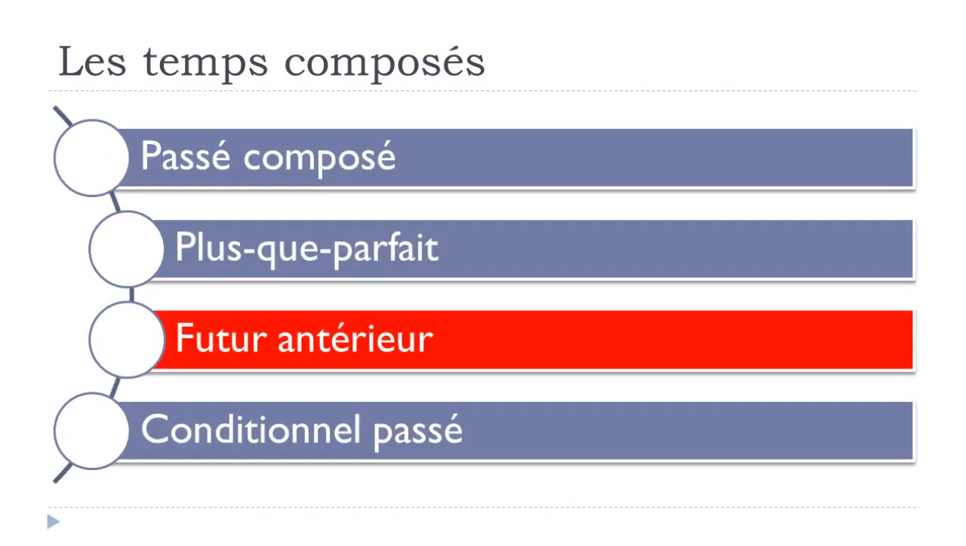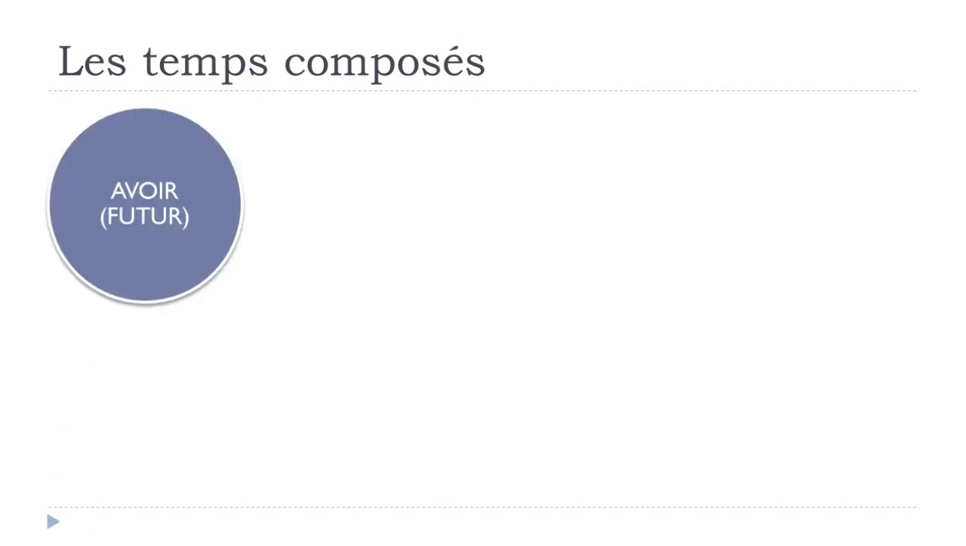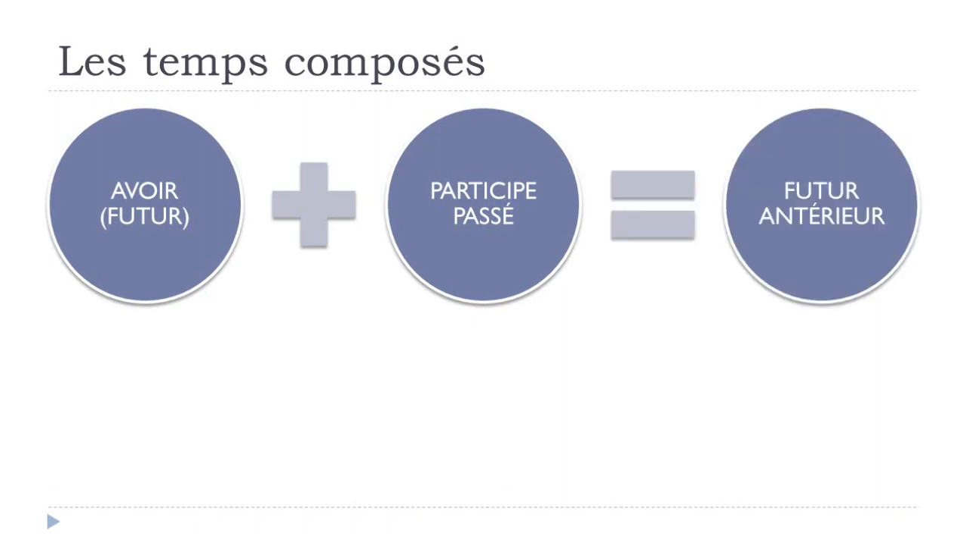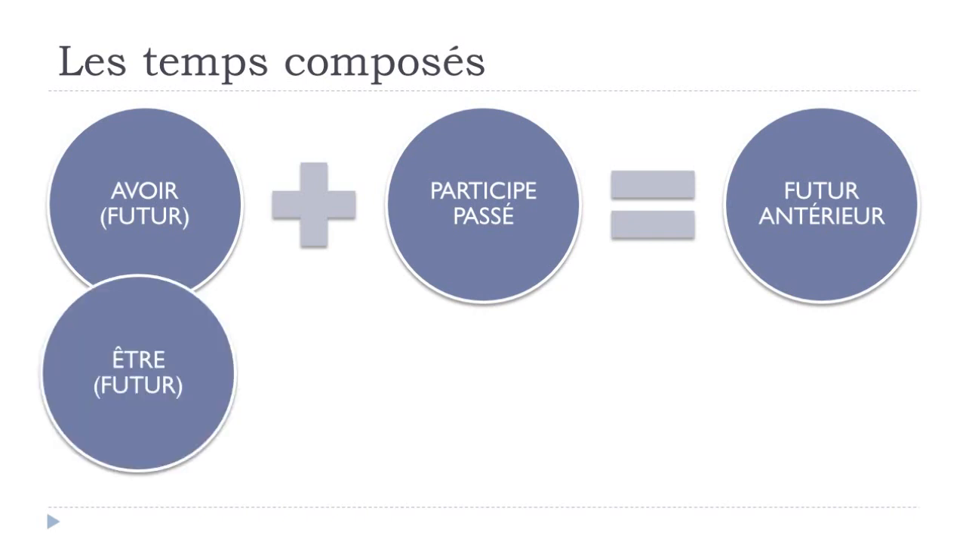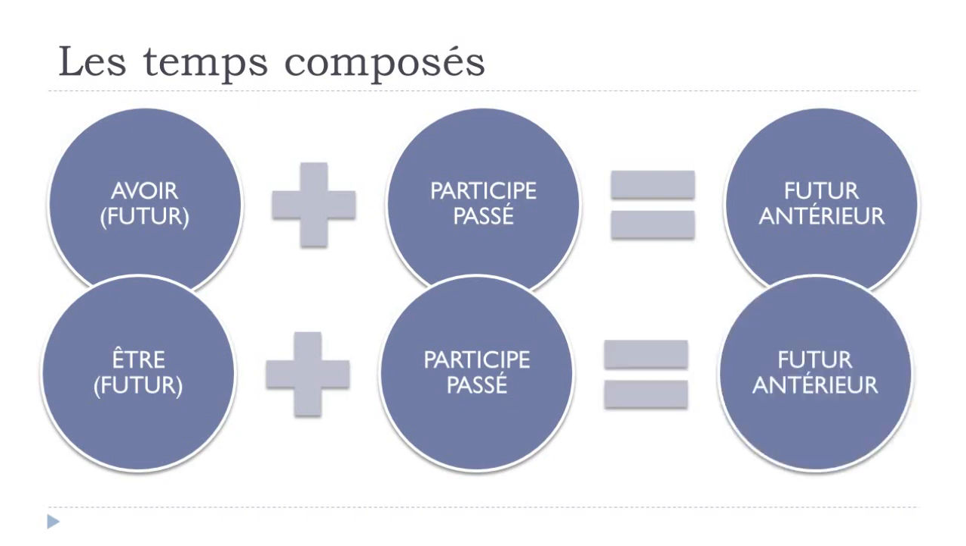Now, the other tense we saw was futur antérieur. And futur antérieur, remember, exactly the same construction, but then avoir should be conjugated at the future, the futur, and then le participe passé, and it will give you futur antérieur. Or then, for exactly the same exceptions and the same cases, you will use être, but then être should be at the future tense, plus le participe passé, and it will give you le futur antérieur.